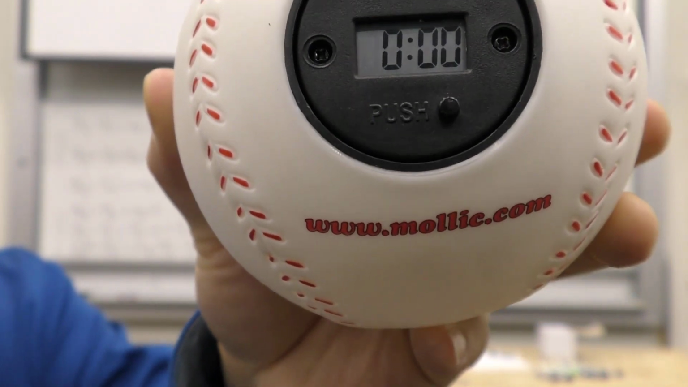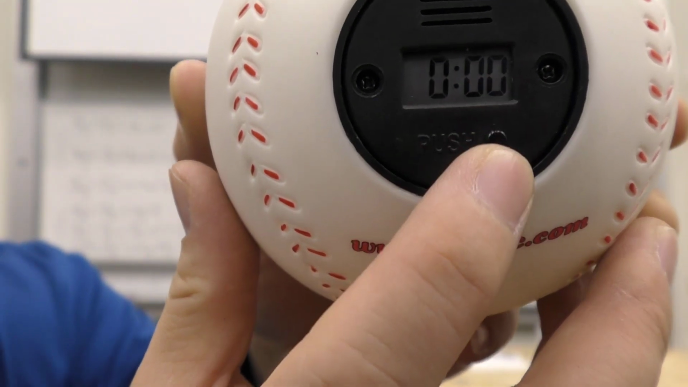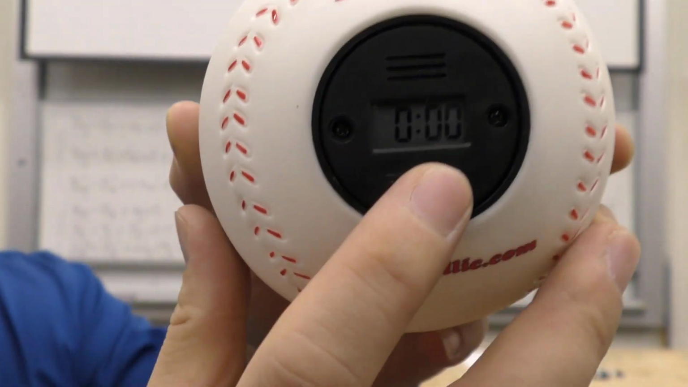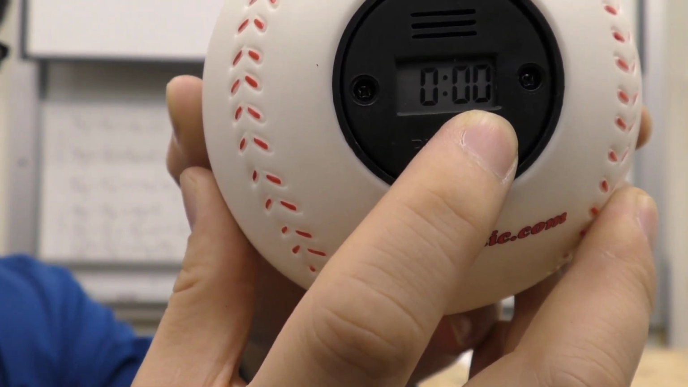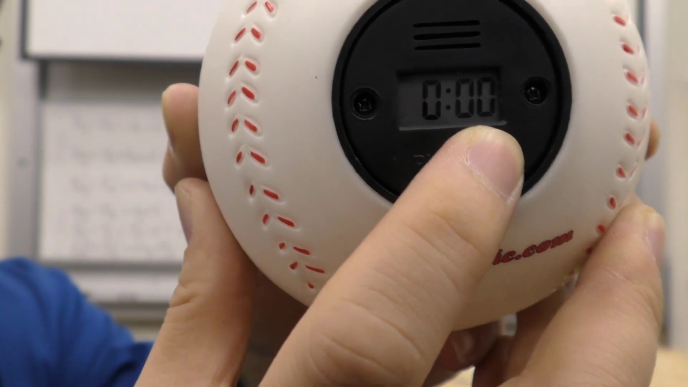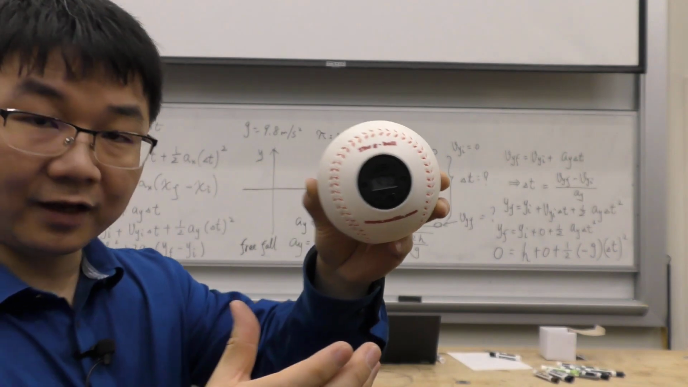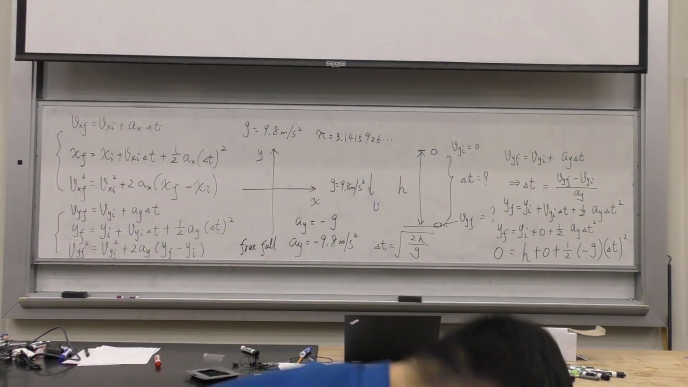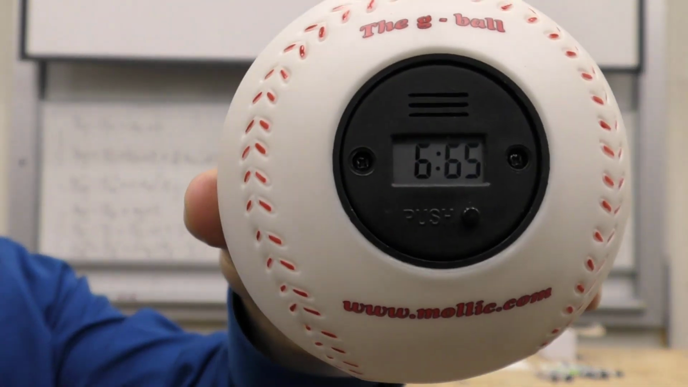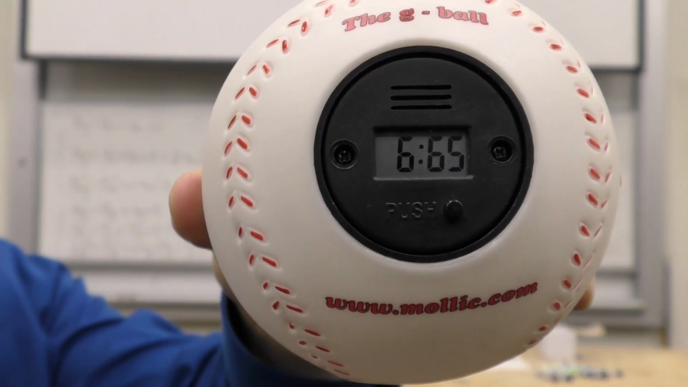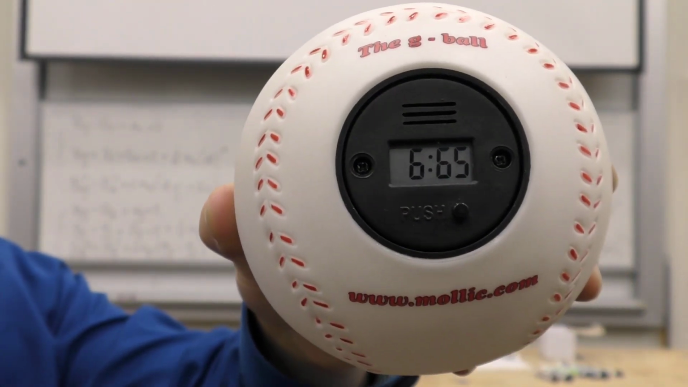The image may be reversed left to right, but there's a button to push here. What this button does is this: you first push this button, and it's not running. Once you release it, it starts timing. Then if you drop it and it hits anything, the timer stops. You see that now the timer has stopped. Again, it's left and right reversed because this is mirrored. I don't know how to make this right, but anyway.